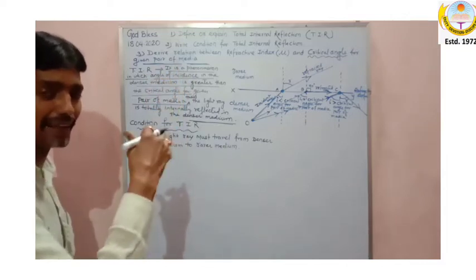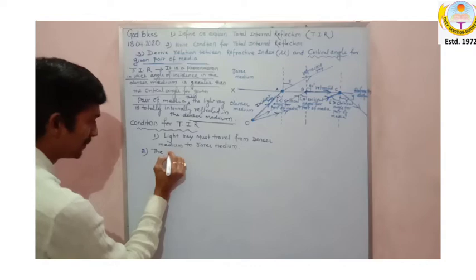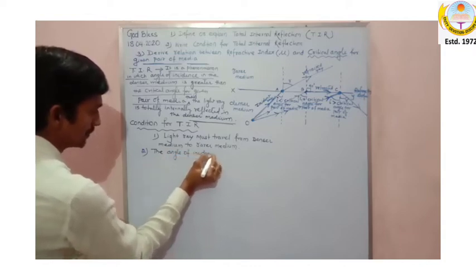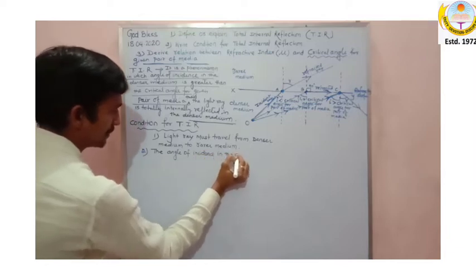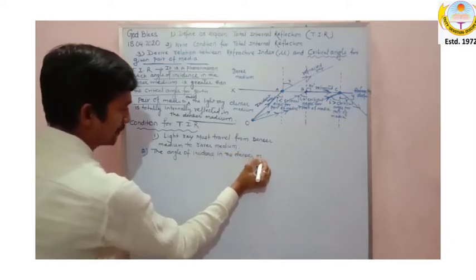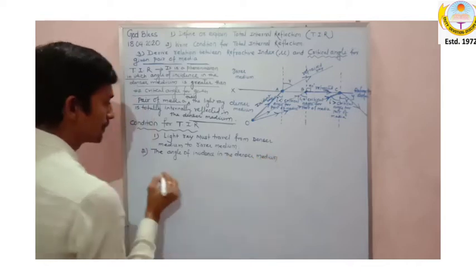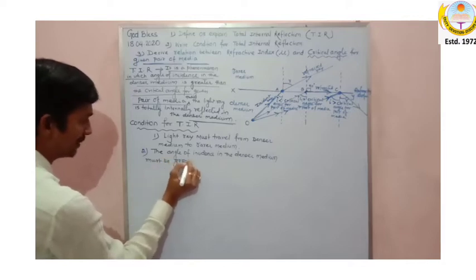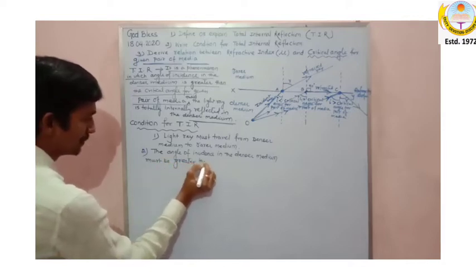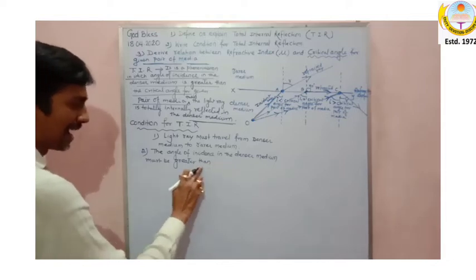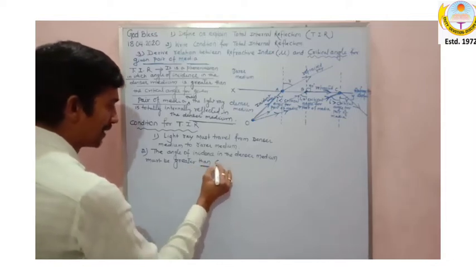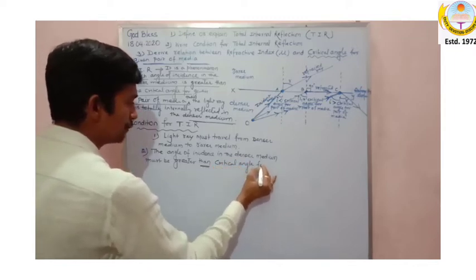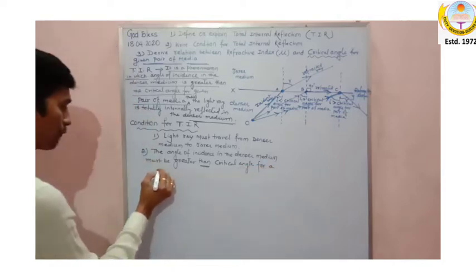the definition which I have written, is the second condition. The angle of incidence in the denser medium must be greater than the critical angle for a given pair of media.